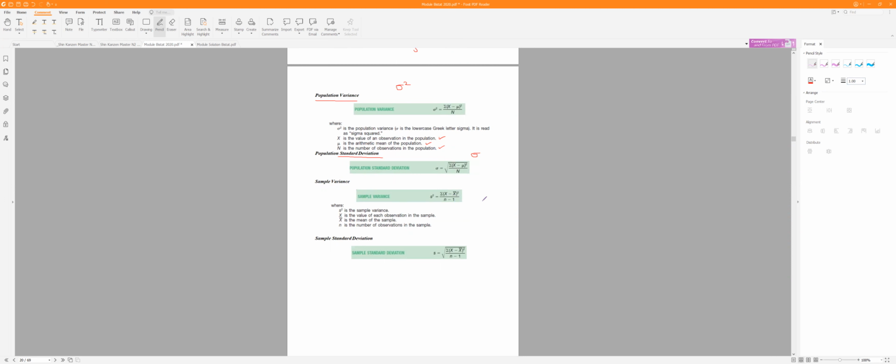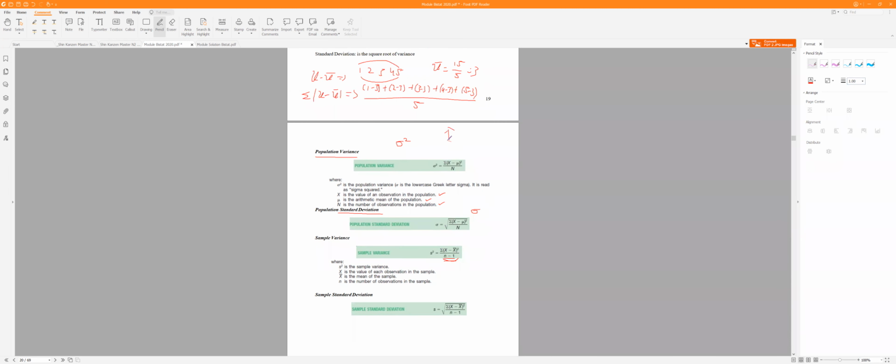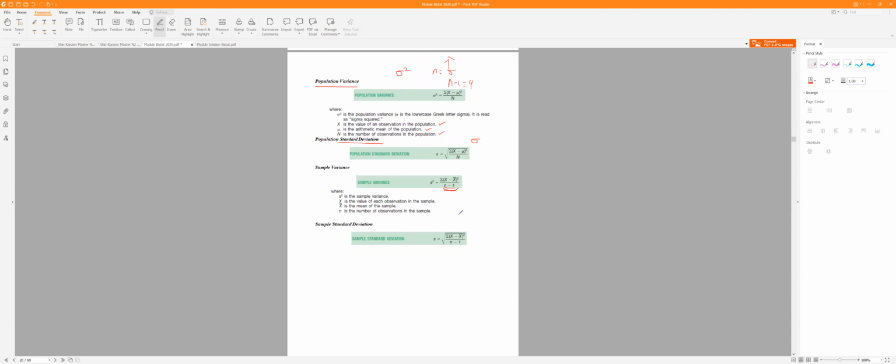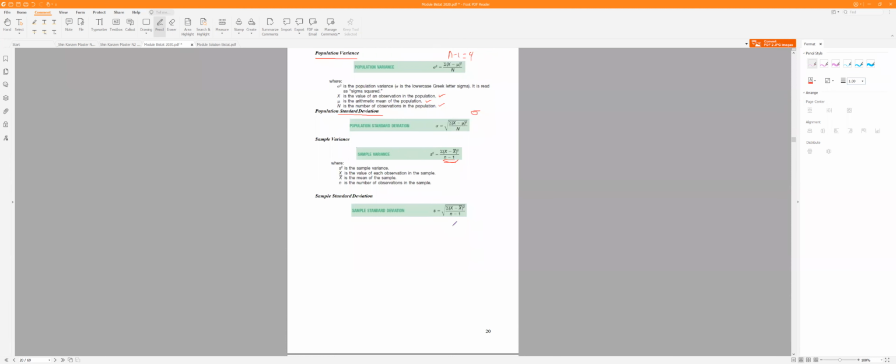For sample variance, this should be quite similar, but please remember you have to subtract 1 from n. This is the only difference between the population variance formula and the sample variance formula. You have to subtract 1 from n. So for example, on the data above, n equals 5, right? But if you want to find the sample variance of that, it's n minus 1, so 4. Okay. Sample standard deviation, yeah, just the square root of this.